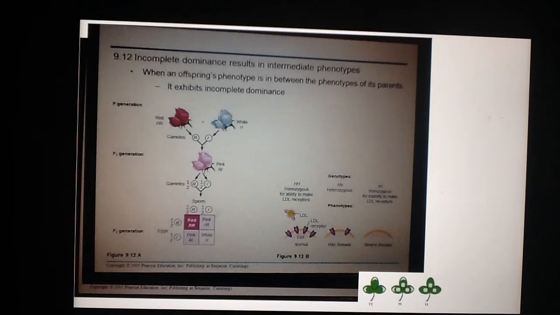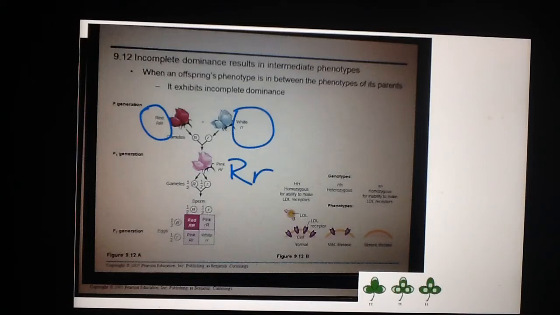With certain traits, the offspring has a phenotype somewhere in between the two if it's heterozygous. So in our example here, we have a homozygous dominant red flower being crossed with a homozygous recessive white flower. Normally we would have said crossing red and white, dominant and recessive, the offspring would all look red. They would all be heterozygous, big R, little r.